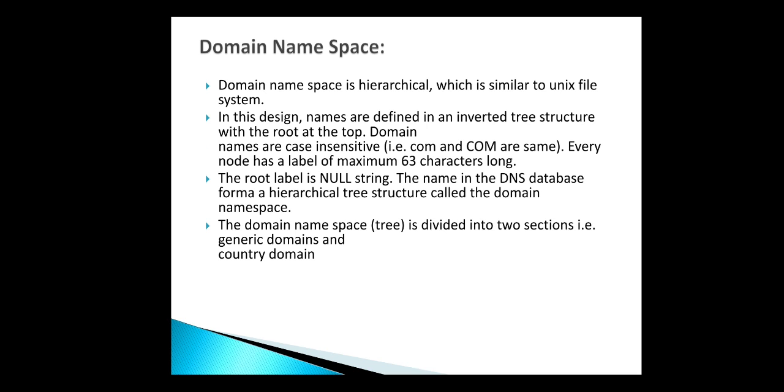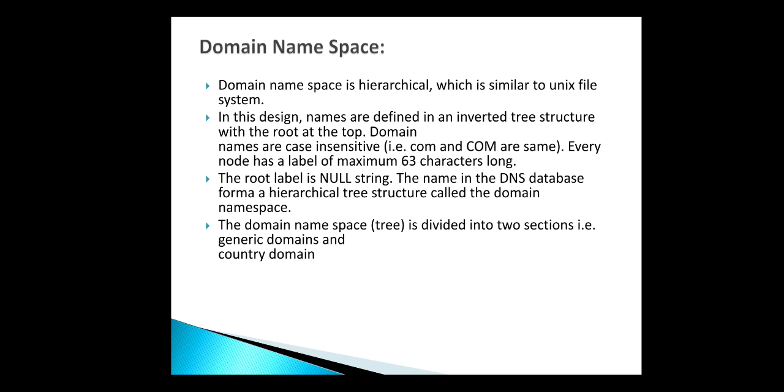Domain namespace. The domain namespace is a hierarchy similar to the Unix file system. In this design, names are defined as an inverted tree structure with a root at the top, and domain names are case insensitive. .com and .COM are the same because it is not case sensitive. Every node has a label of maximum 63 characters long. The root label is a null string.